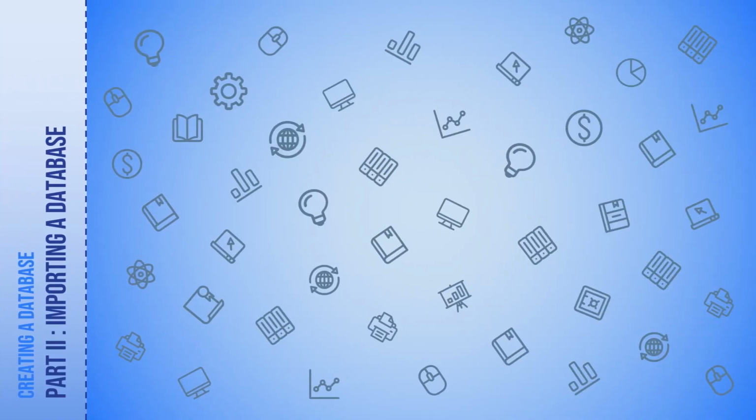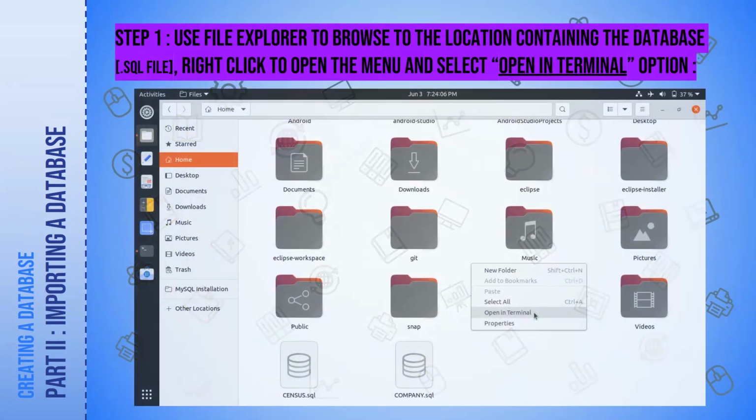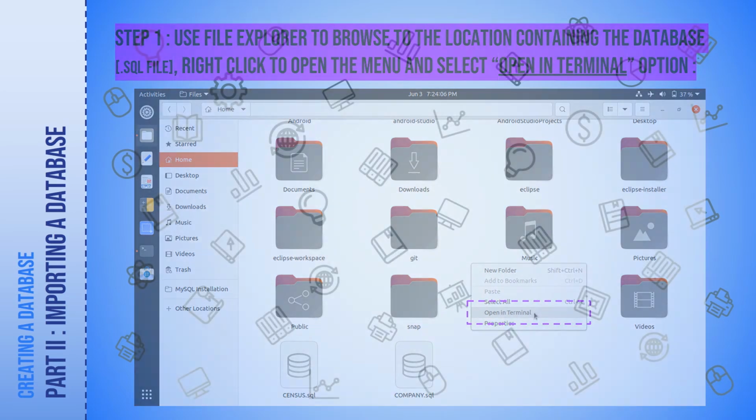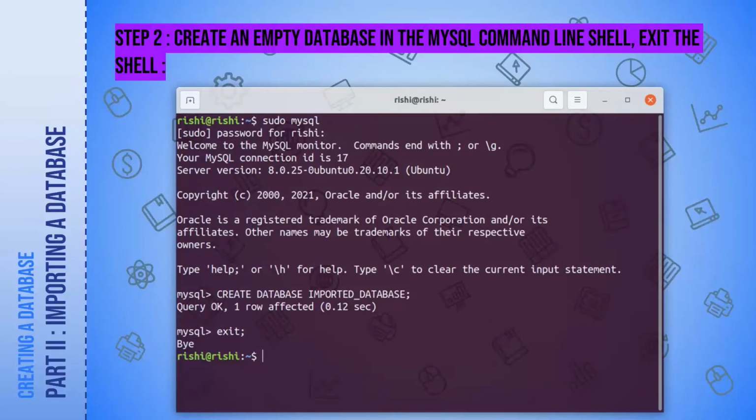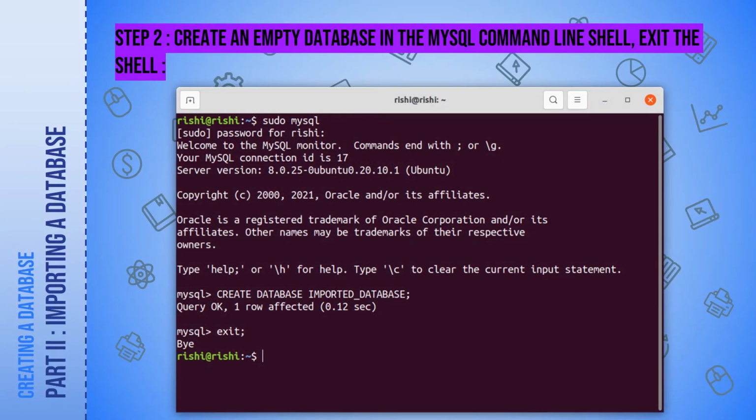Now let us look at how to import an existing database file into our MySQL server. Step 1. Use the File Explorer to browse to the location containing the .sql file. Right-click to open the pop-up menu and select Open in Terminal option. Step 2. Create an empty database using the MySQL command line shell. Exit the shell after database creation. This database will act as a holder to hold the contents of the imported database.